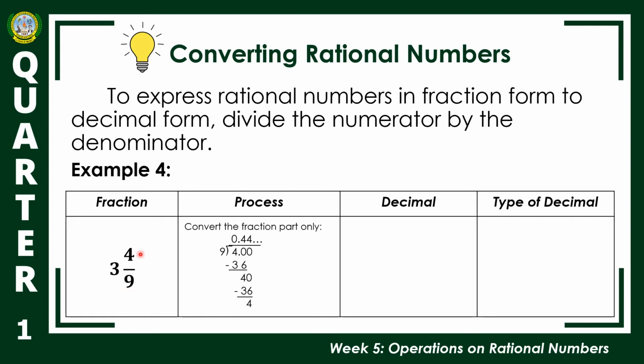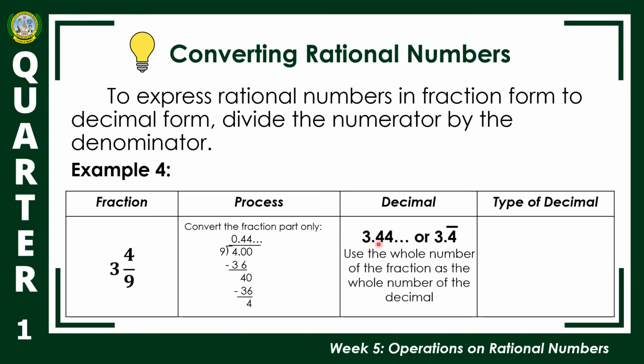Okay, so ito lang, 4 over 9 ang i-divide nyo or i-convert into fraction. And dividing 4 by 9, we will get a continuous 4 or a repeating decimal, 0.44444 and so on. So ang gagawin nyo na lang po is you are going to attach this decimal or add this decimal into the whole number. Okay, so adding 0.4444 to 3, we will get 3.4444 or 3.4 bar. Okay?